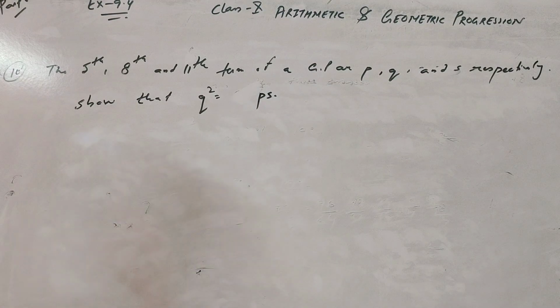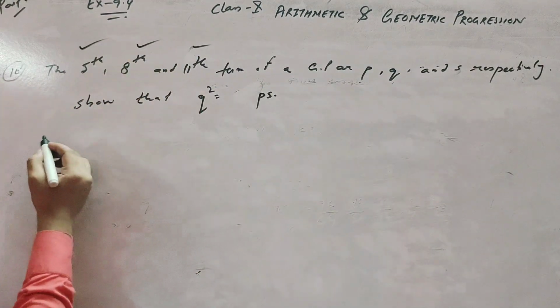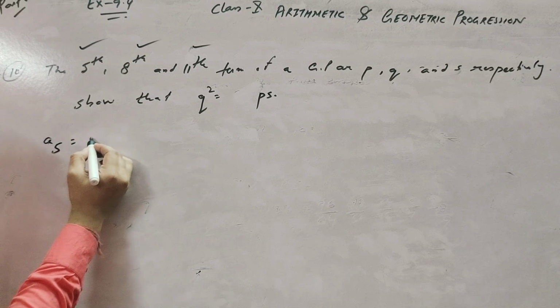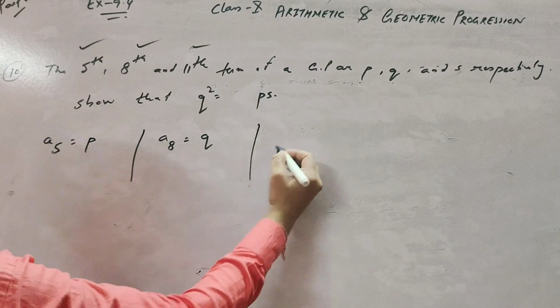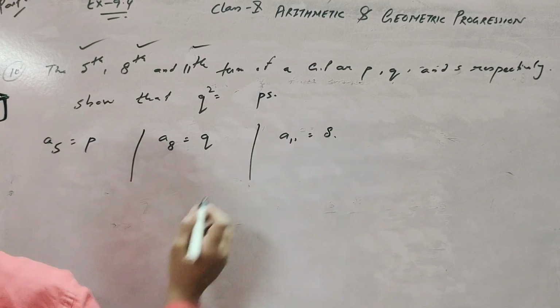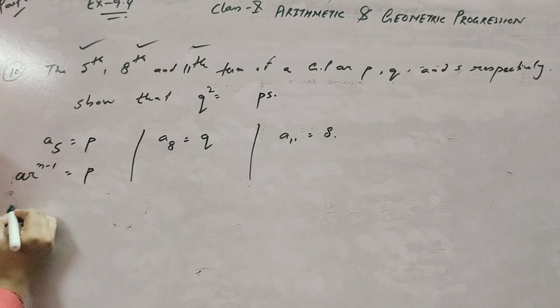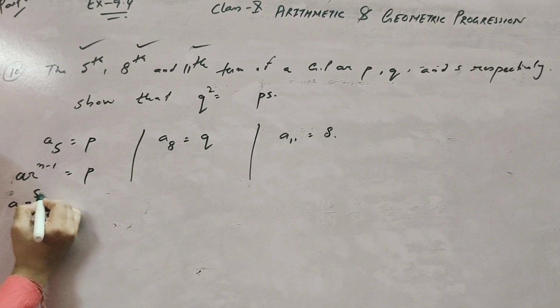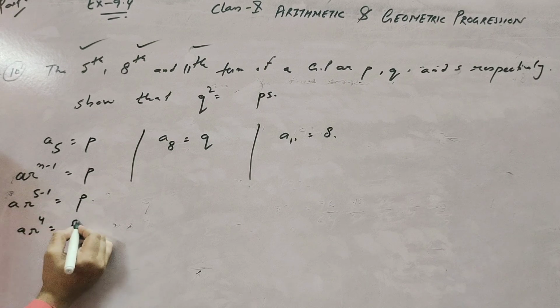Okay, so the 5th term, 8th term and 11th term are given as P, Q, S. That means the 5th term is P, the 8th term is Q, and the 11th term is S. Okay, so the general term formula is ar^(n-1). Putting n as 5, ar^(5-1) equals P. So ar^4 equals P.